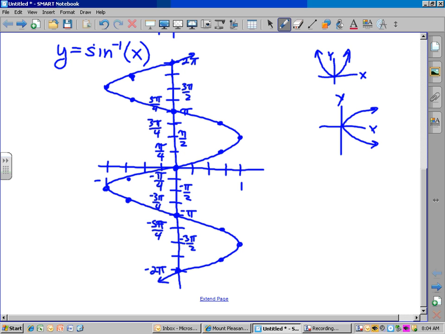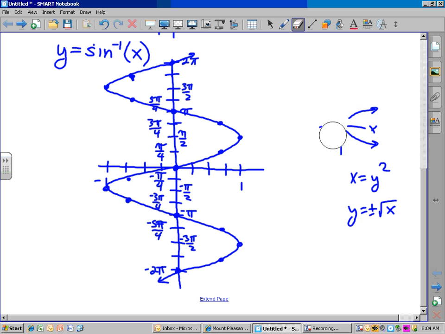This is y equals x squared, and the inverse of that is x equals y squared. If we solve for y, it would be y equals plus or minus the square root of x. But x equals y squared is right. That's perfect. So that's more or less what we're doing over here with the sine.